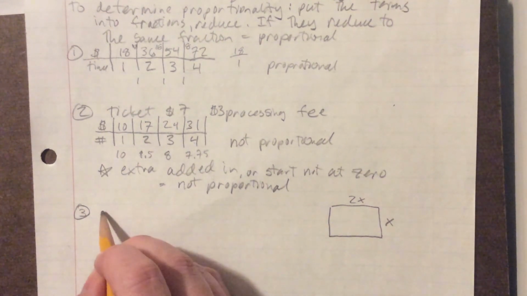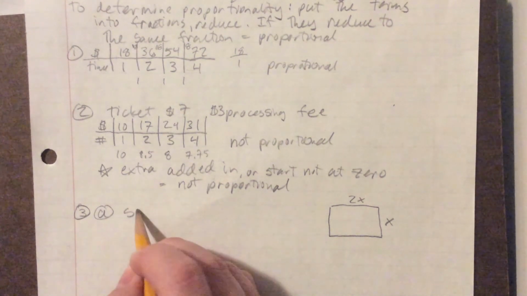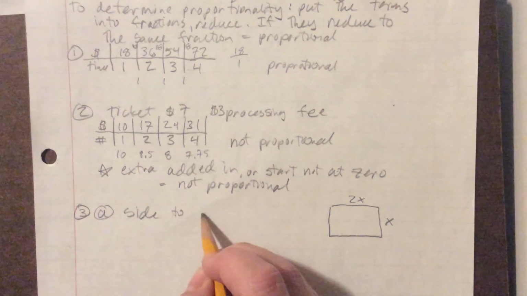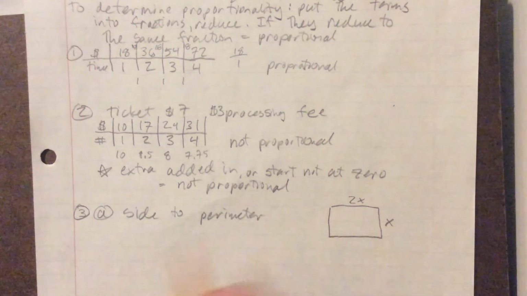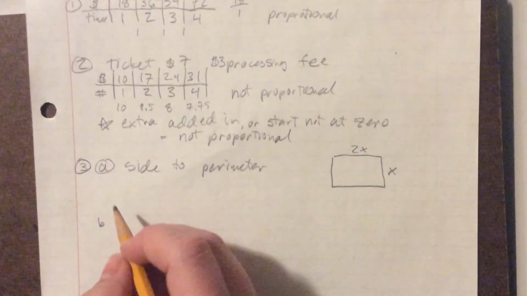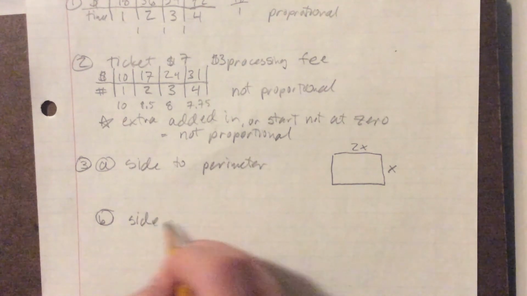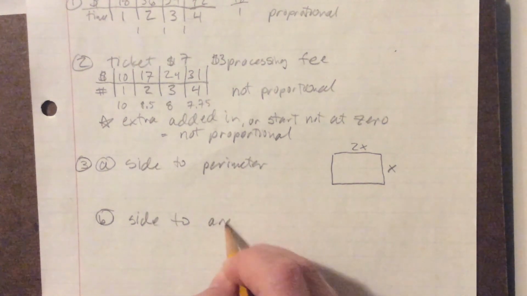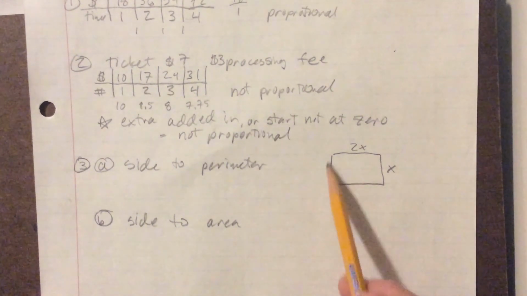Okay, and first we want to know, is side to perimeter proportional? And then the next one we want to know is side to area proportional. So let's just remember some geometry really quick.